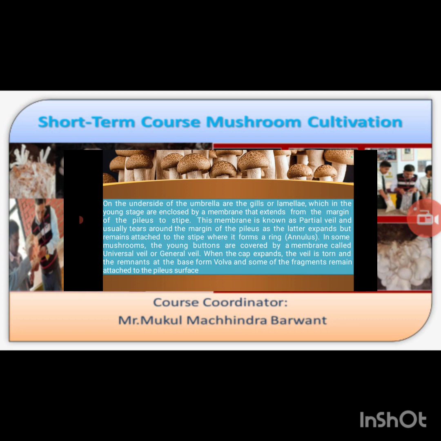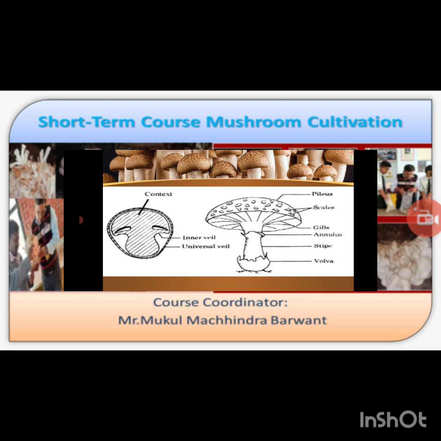In some mushrooms, the young buttons are covered by a membrane called the universal veil, or the general veil. When the cap expands, the veil tears and remains at the base as the volva, and some fragments remain attached to the pileus surface. When the mushroom opens like an umbrella, inside the umbrella there are single-line veins present, which are considered the gills.